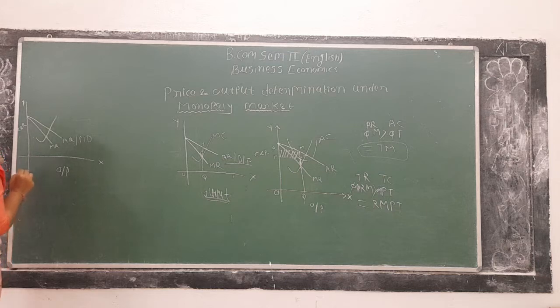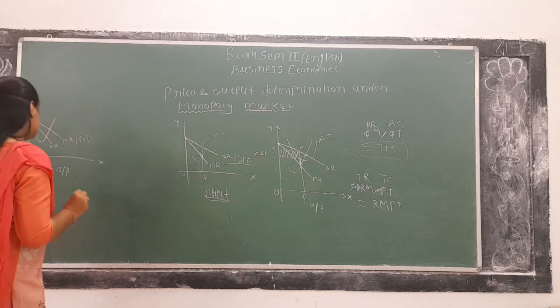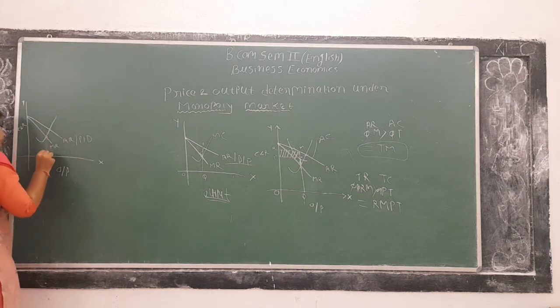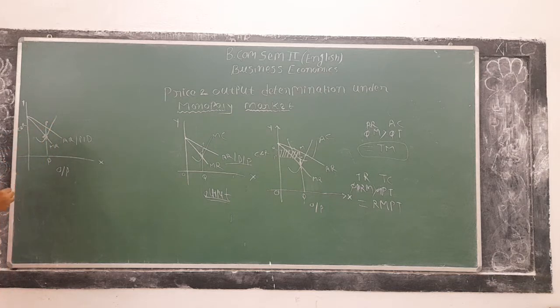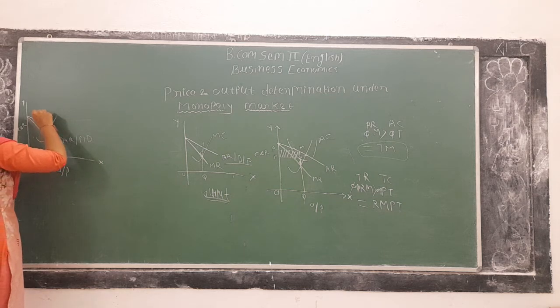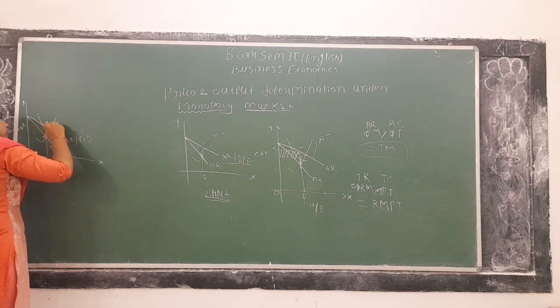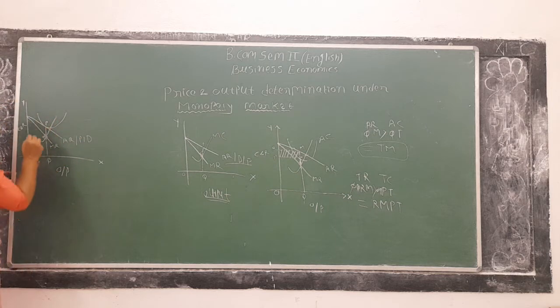Now we have to draw the average cost curve. In the condition of normal profit, average revenue is equal to average cost. So this is the point of equilibrium. When we join it further, we get the price. This is the price, OP is the price. And in this case, the average cost curve would touch this average revenue curve.